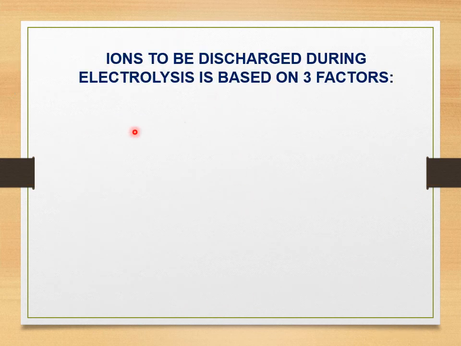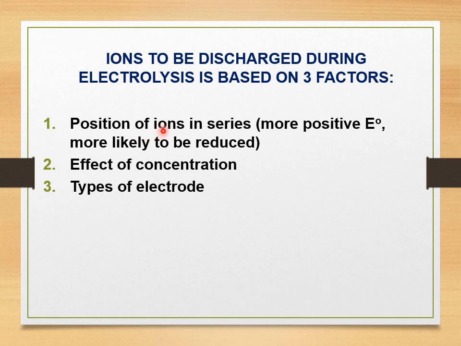Ions to be discharged during electrolysis is based on three factors. Okay, the position of the ions in series. This is the series that you memorized last year, the electrochemical series or ECS. But now we are given table 2.4, the table where all the reduction potential are listed, so we don't need to actually memorize the ECS anymore. The principle here is that the more positive the E not red, the more likely it is to be reduced. Now, we need also to look at the concentration of the aqueous solution and also the types of electrode.